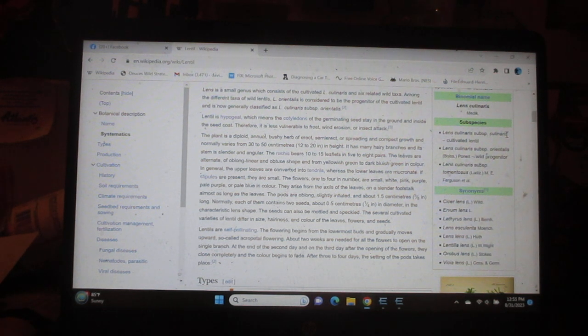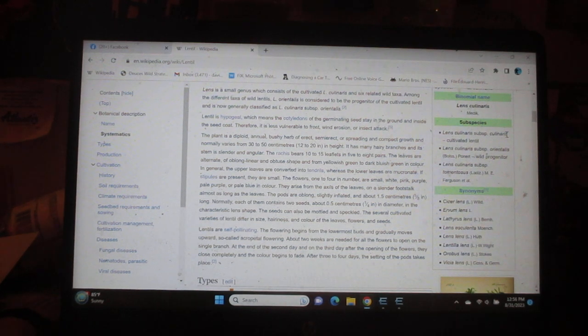If stipules are present, they are small. The flowers, 1 to 4 in number, are small, white, pink, purple, or pale blue in color. They arise from the axils of the leaves on a slender footstalk almost as long as the leaves. The pods are oblong, slightly inflated, and about 1.5 centimeters, 5/8 inches long. Normally, each of them contains 2 seeds, about 0.5 centimeters, 1/4 inch, in diameter, and the characteristic lens shape. The seeds can also be mottled and speckled. The several cultivated varieties of lentil differ in size, hairiness, and color of the leaves, flowers, and seeds.